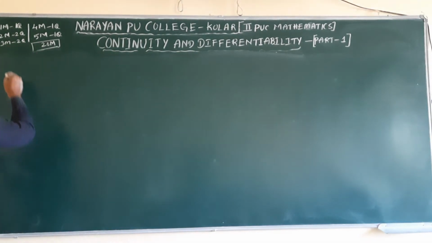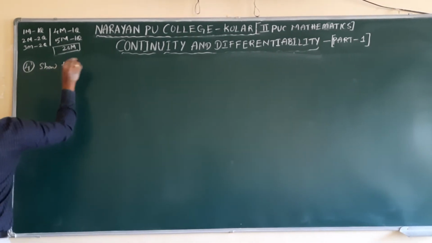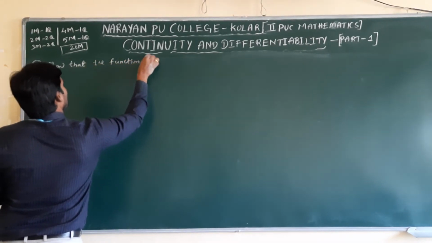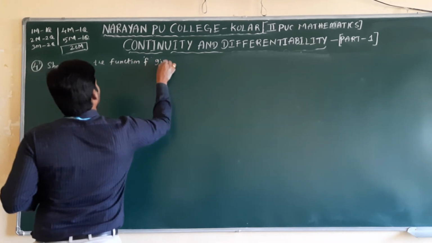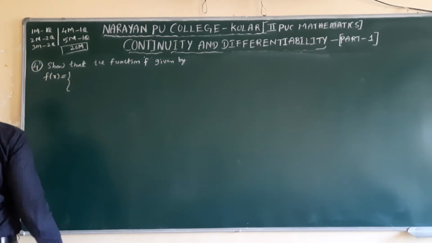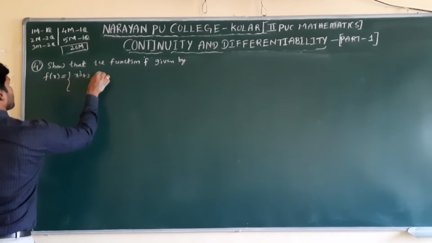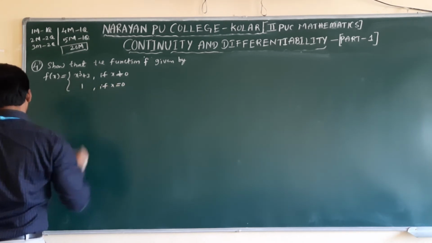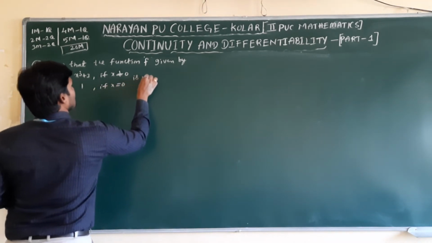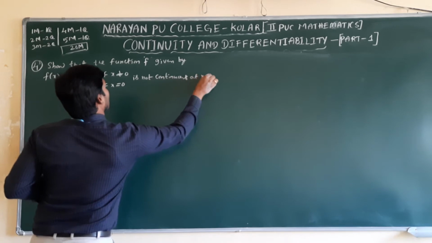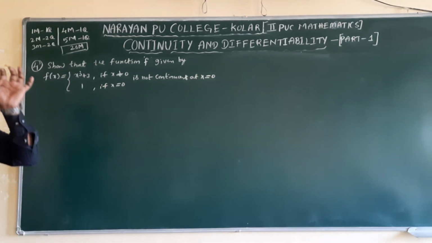Next one, fourth example. Show that the function f given by f of x equal to x cube plus 3 if x not equal to 0, 1 if x equal to 0 is not continuous at x equal to 0. X not equal to 0 means what?